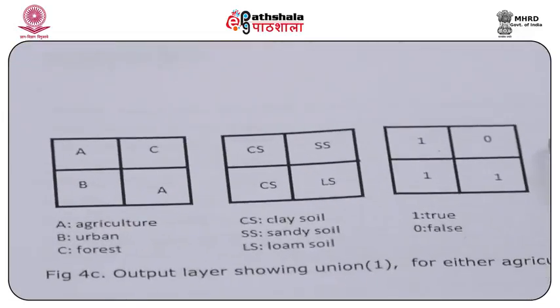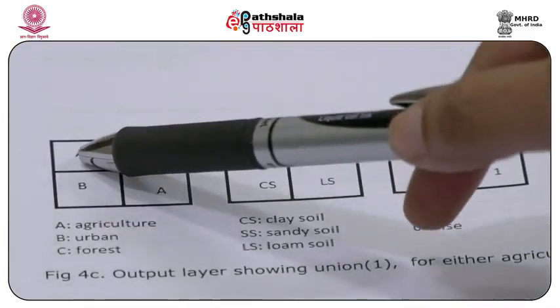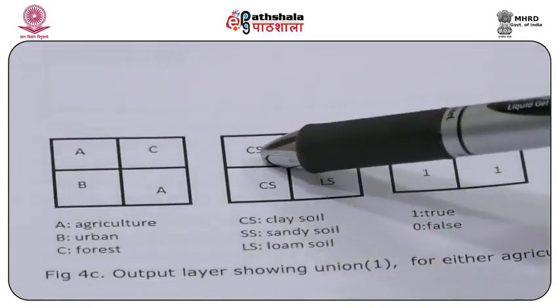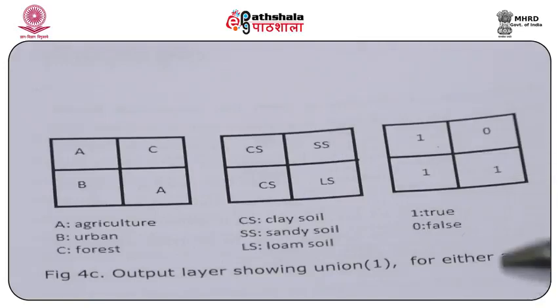OR implies that you can have either the first condition true, that is the pixel should have agriculture, or the second true, that the pixel should have clay soil.